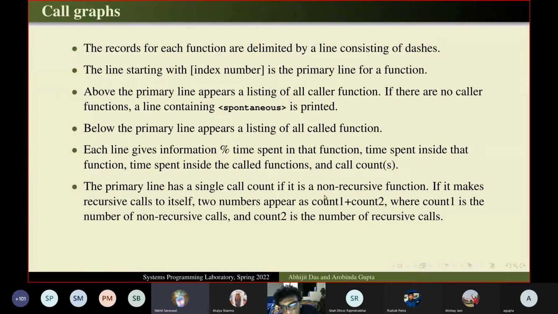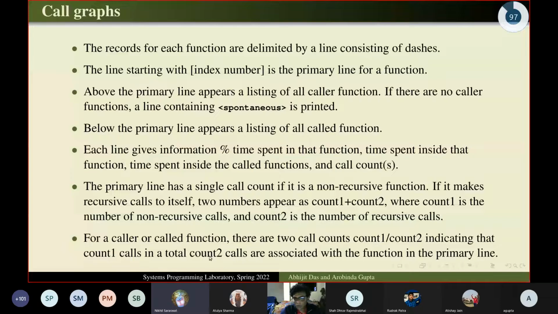The primary line has a single call count if it is a non-recursive function. If it makes recursive calls, there are two numbers, count 1 plus count 2. Count 1 is the number of non-recursive calls, count 2 is the number of recursive calls. For a caller or called function, there are two call counts, count 1 by count 2.